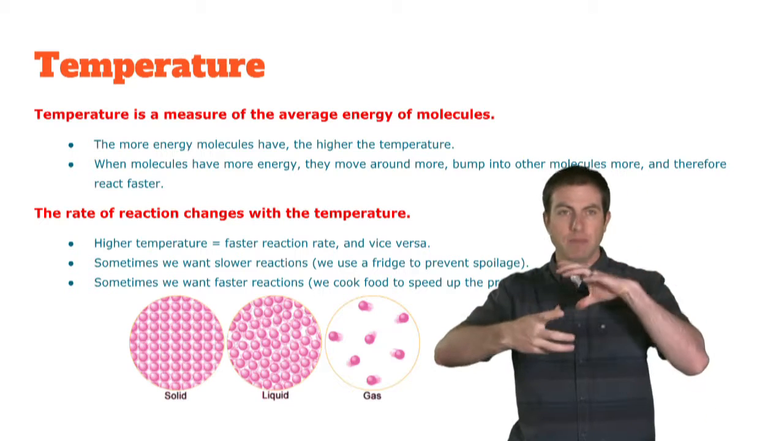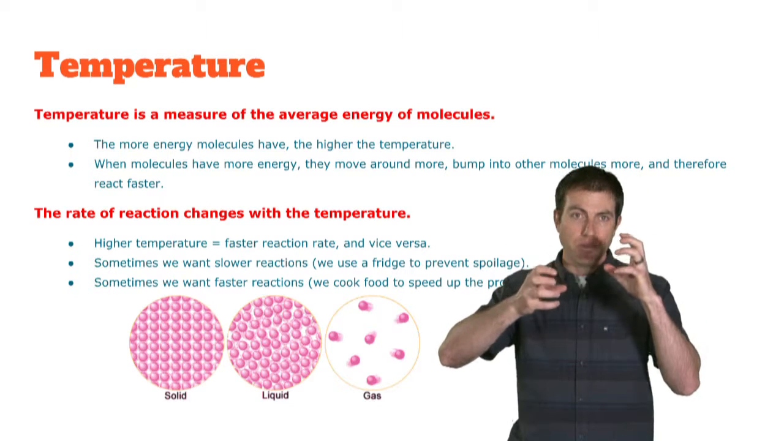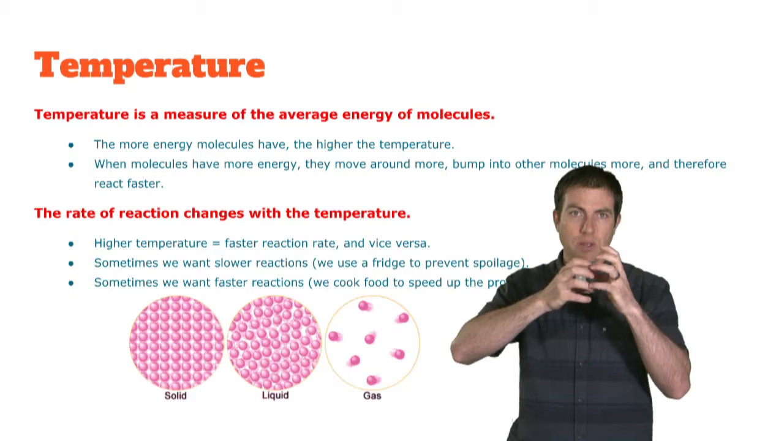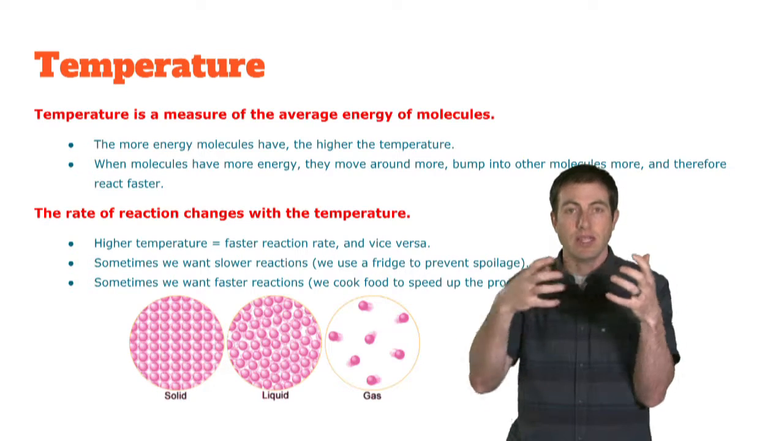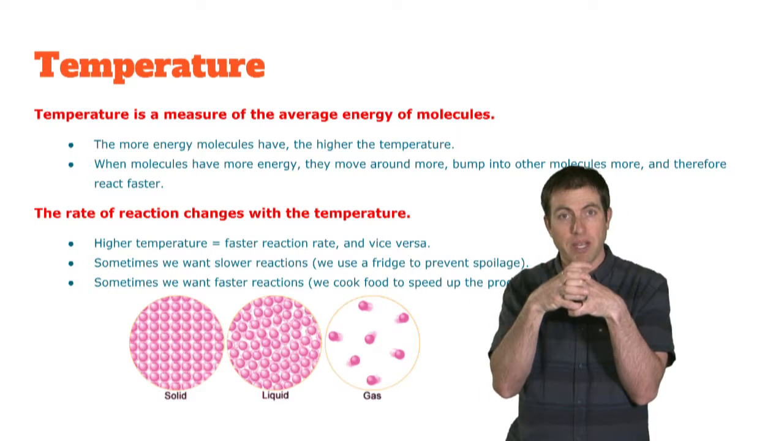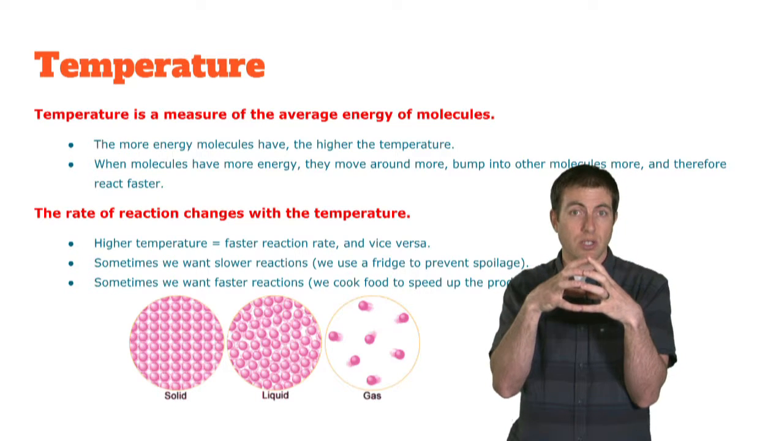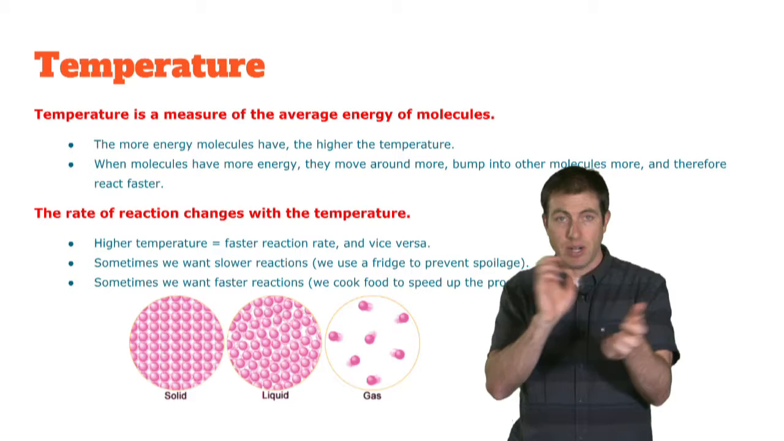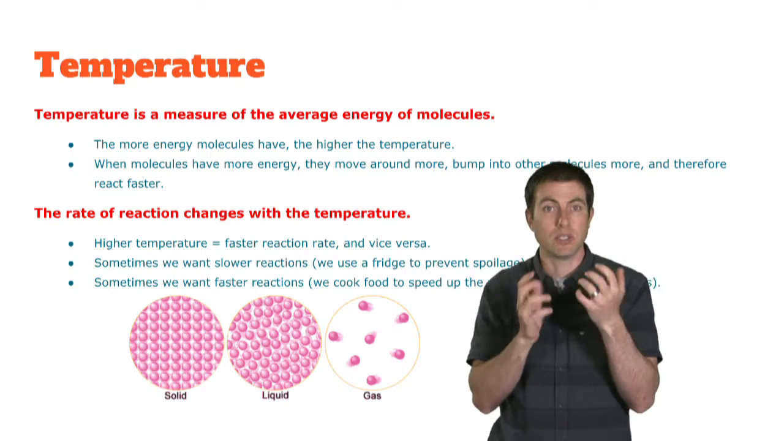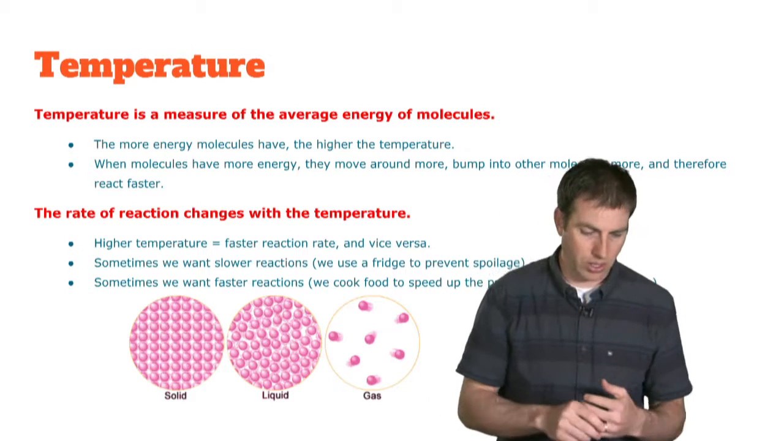chemicals mixing together, if they're moving really slow, they're not going to bump into each other very often. Essentially when they get close to each other and they bump, that's when they're going to react. So if they're moving slowly, they're not going to bump into each other. But if they're moving fast, flying around, there are going to be lots of collisions. The more collisions means the faster the reaction is going to occur.